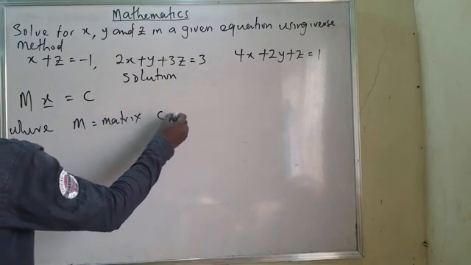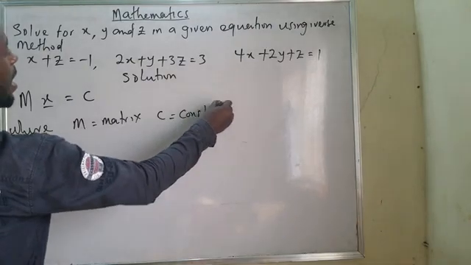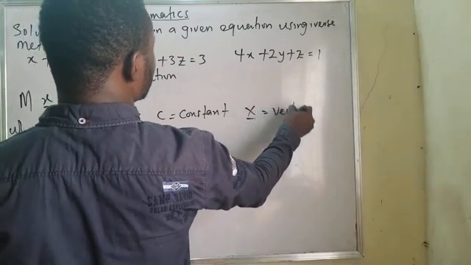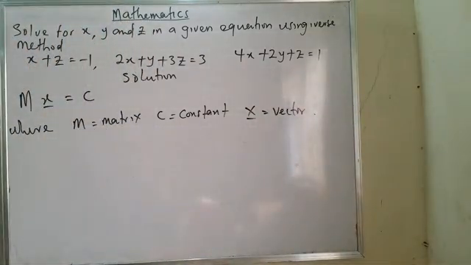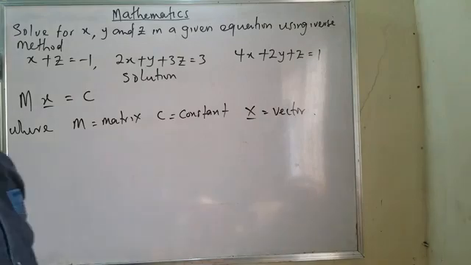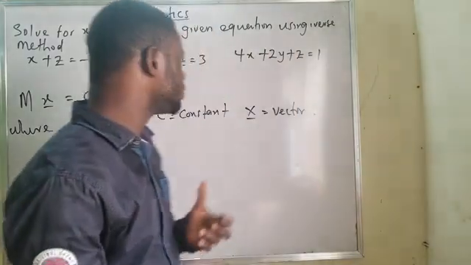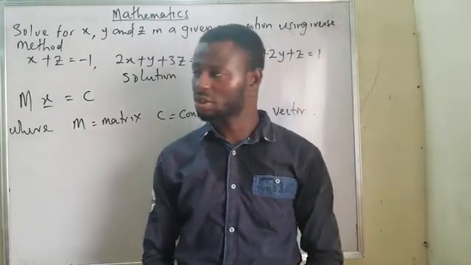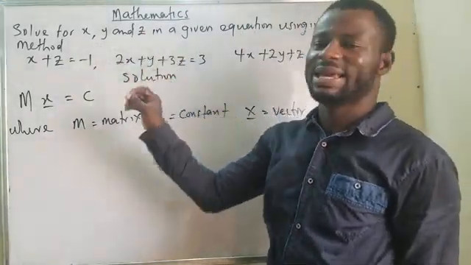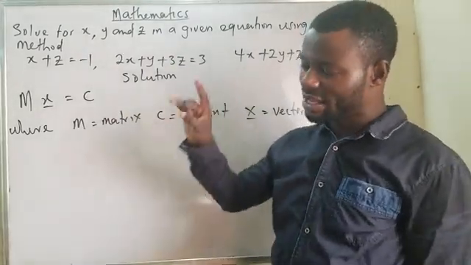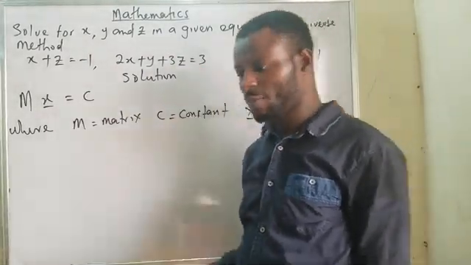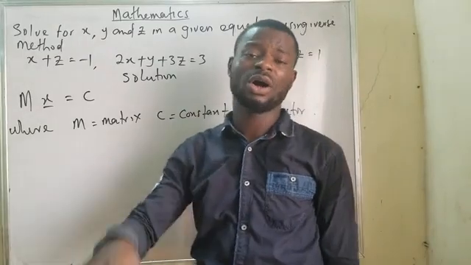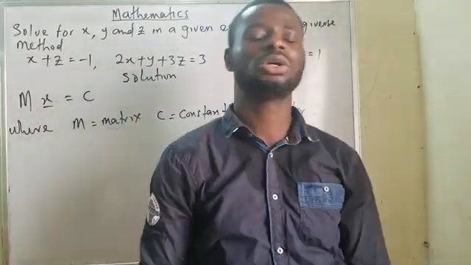C is a constant, and x is a vector. Now we have talked about vector. You should know the meaning of vector. It means the variable you are looking for, that you are working towards, is known as the vector. And I've told you earlier that the more the variables, the more the equations. For instance, if I have x, y, z, it means I have 3 equations. If I have w, x, y, z, it means I'm talking about 4 equations. The more variables you are finding, the more equations you have to generate.